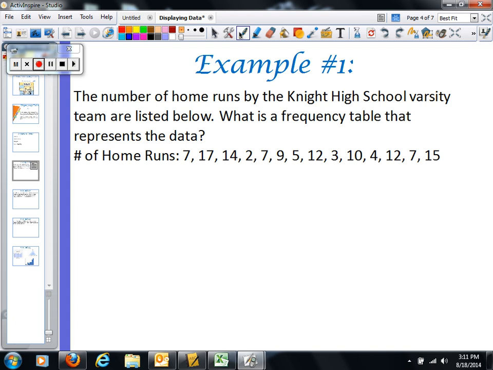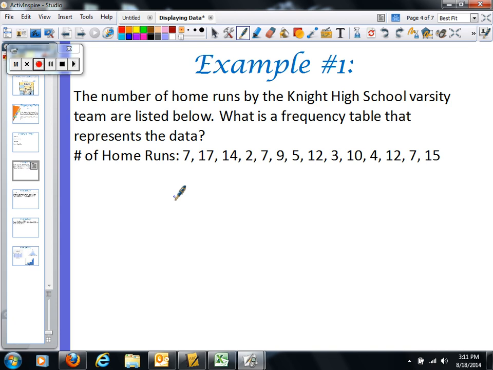Okay? So when we do a frequency table, you want to divide it up in groups or sets. Basically you're determining, based on a group, how many times an outcome comes up within that group. Alright? So there's more than one way to do a frequency table. I could just write each individual number, 2, 7, 17, 14, in one column, and then in the other column I could write how many times it appears.